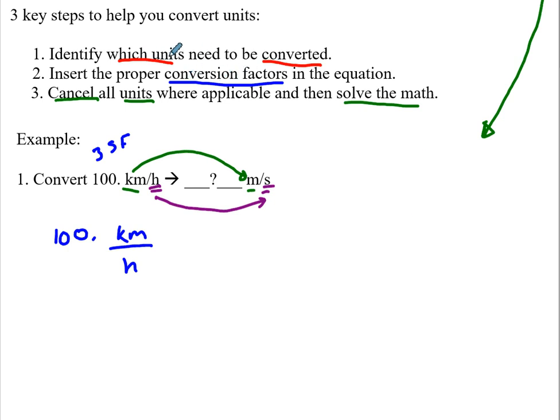So we're going to write out what are called conversion factors. Step 1, we've identified what units need to be converted: we have to convert kilometers to meters and hours to seconds. So step 1 is done. Step 2 is now we have to come up with these conversion factors.